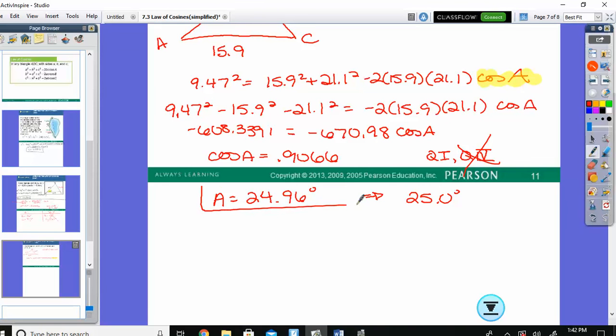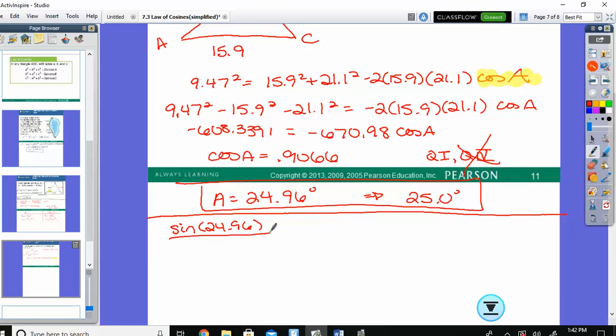Once I have the first angle, how can I get the others? Law of sines. So I would do the sine of 24.96, I'm going to keep that here, divided by side A, which was the 9.47, equals, let's find B, sine of angle B over 15.9.